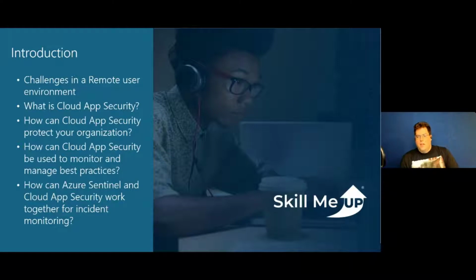All right. So some things we're going to talk about today: we're going to start by setting some foundation in terms of what some of the challenges are around a remote environment, and then what Cloud App Security is and how it can protect our organization, what we can use it for to monitor and manage best practices within our environment. And then we're going to finish up by talking about how you can utilize Cloud App Security and feed information from Cloud App Security into a SIEM solution such as Azure Sentinel.